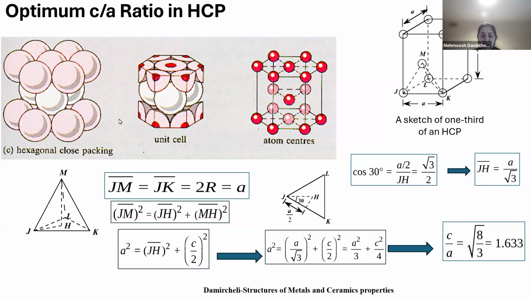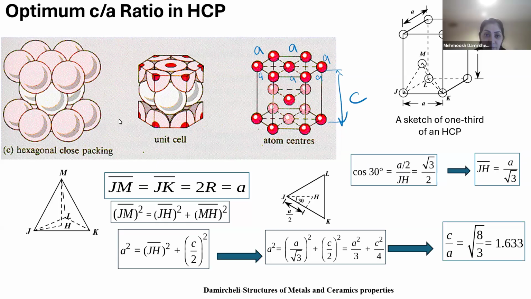In this slide, we want to find the optimum C over A ratio in HCP. The geometry of the HCP unit cell is defined by 2 lattice parameters. The basal plane dimension, as I show, is A, all of these sides are A, and the height is C. For perfect close packing, the ratio C over A is about 1.633, but how do we derive that?